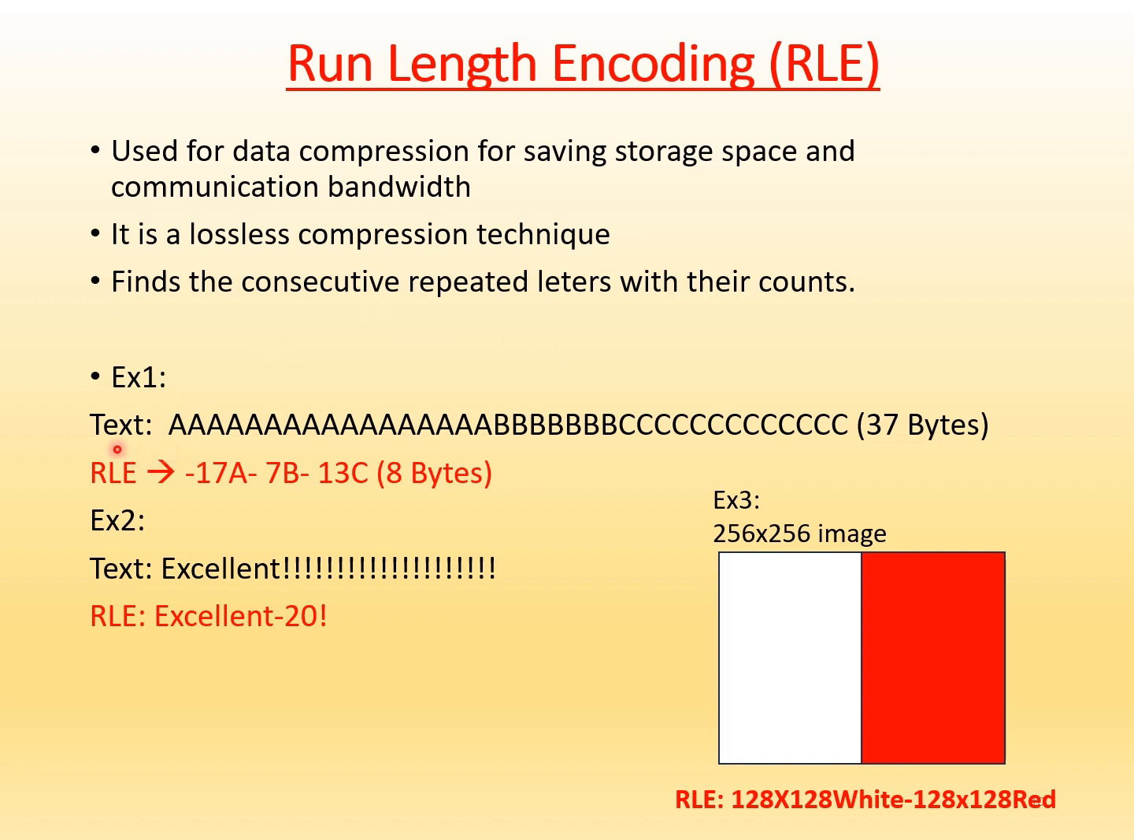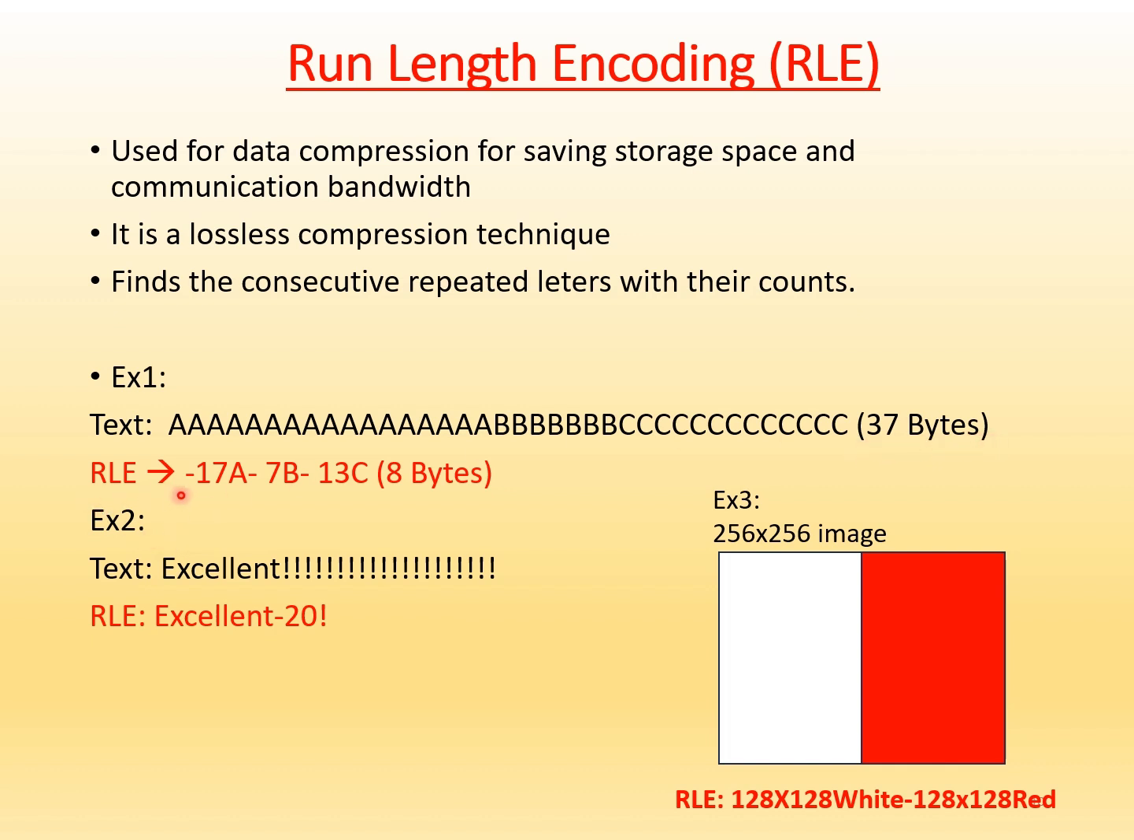Suppose the text is this: there are 17 A's, after that 7 B's, and 13 C's, so a total of 37 bytes as per ASCII code. I have added the 8th parity bit also to make it full. So the requirement should be 37 bytes.